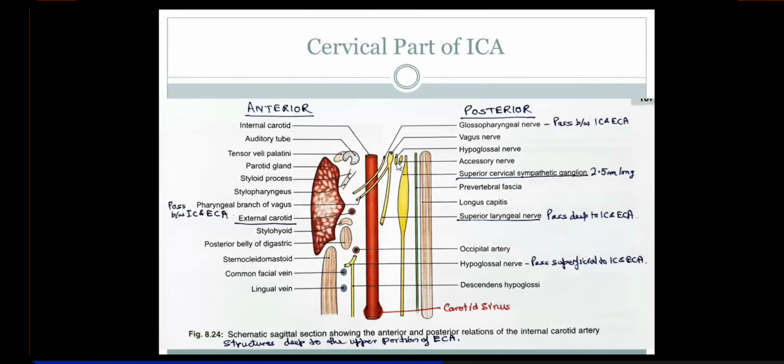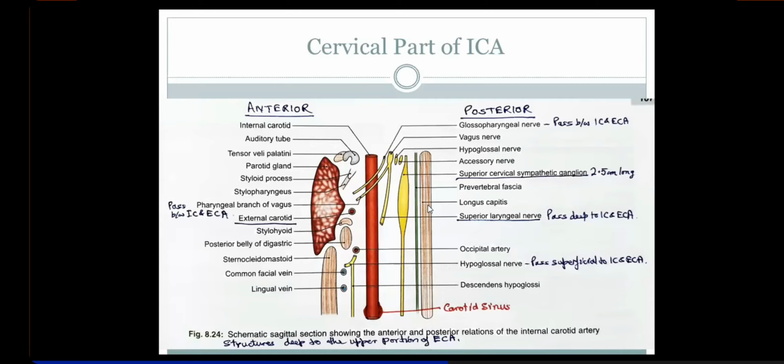Then you have the 9th, 10th, 11th, and 12th nerves. They are also in the upper portion of the carotid sheath. So they will all be in posterior relation to the internal carotid in its upper portion. Then behind that, remember that I told you that the sympathetic chain is embedded in the prevertebral fascia. So this is the prevertebral fascia, which is covering the prevertebral muscles, right? Longus capitis is one of them, longus cervicis.